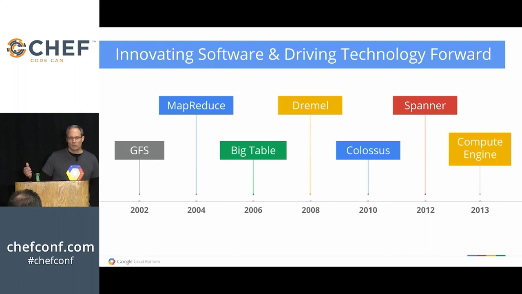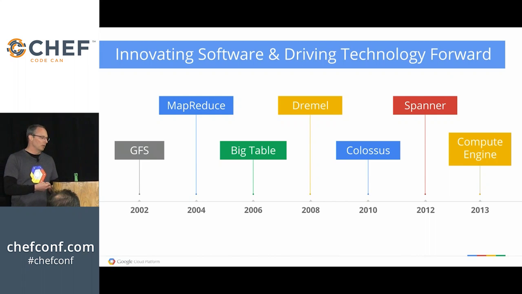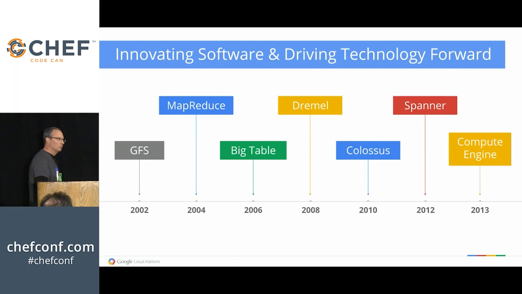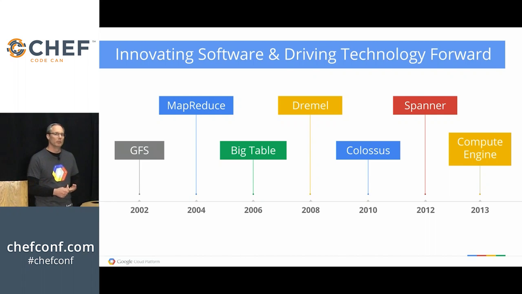We're also innovating. So not only do we innovate at the data center level and the networking level, but we also do it obviously at the application level. Years and years ago, we published white papers on GFS and MapReduce and Bigtable, and those have spawned the open source movement around a lot of the big data tools like Hadoop and Cassandra.